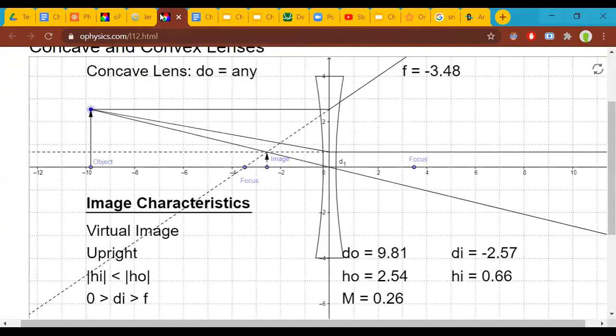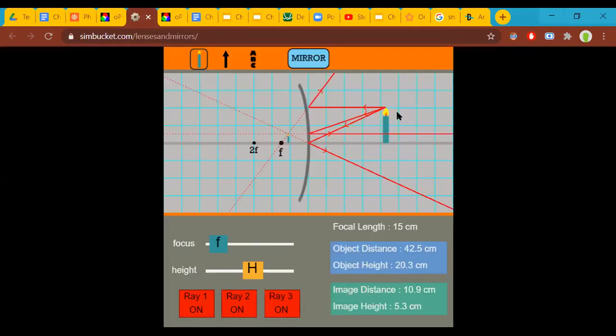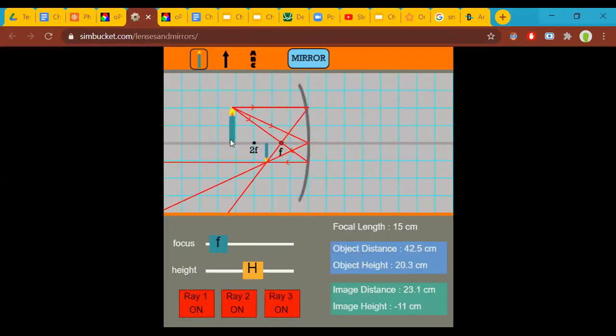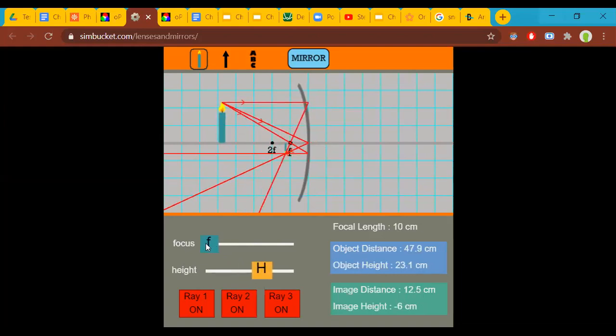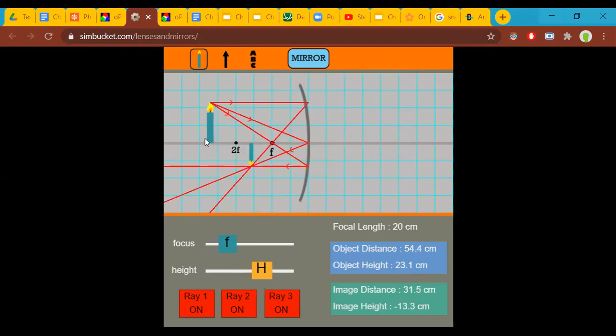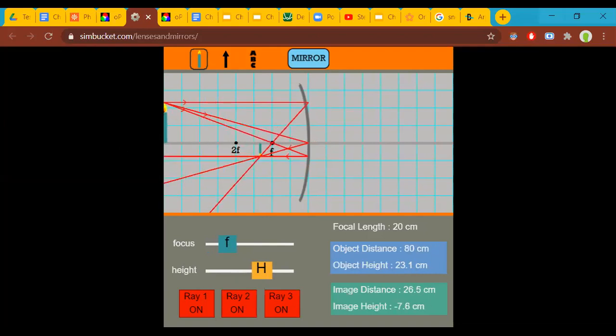I wonder if we can actually make this happen in the applet here. So the concave mirror, we know the focal length is 20 centimeters. So let's change the focus to be 20 centimeters. And we're told that the object is 100 centimeters away. So object distance. I would make this bigger.